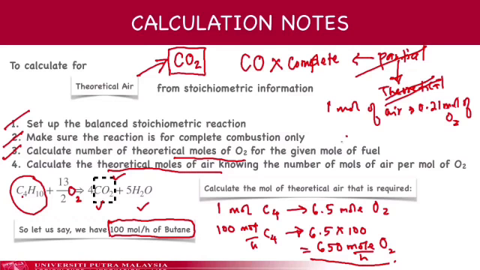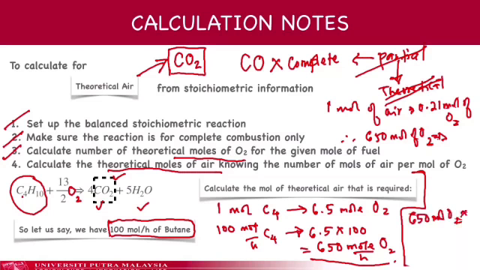Therefore, for 650 mole of oxygen, we will have, okay, let's do the calculation here a little bit. So it will be 650 mole of O2 times 1 mole of air divided by 0.21 mole of O2.